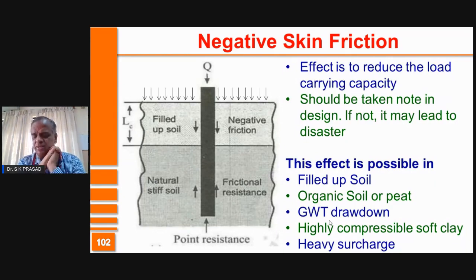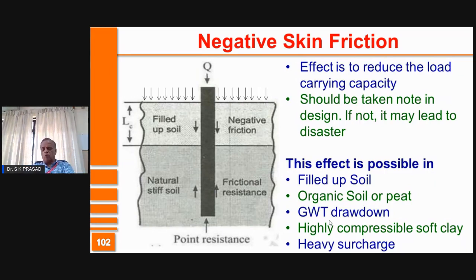Why will this happen? It happens whenever the neighboring soil moves much more downwards compared to the pile itself. Whenever the neighboring soil settlement is considerable compared to that of the pile, you have the problem of negative skin friction. So it can happen due to filled up soil which is not properly filled. Therefore, it's going to settle down. You have organic soil or peat, which again is very vulnerable to settlement.